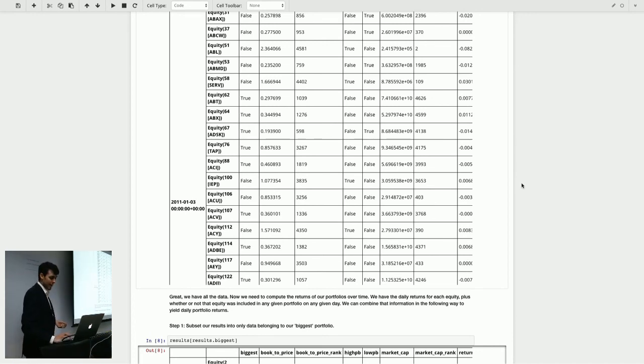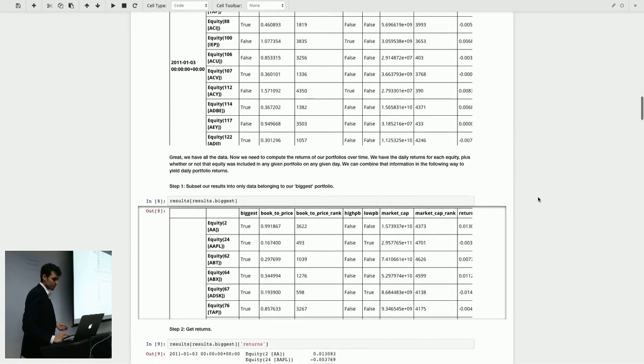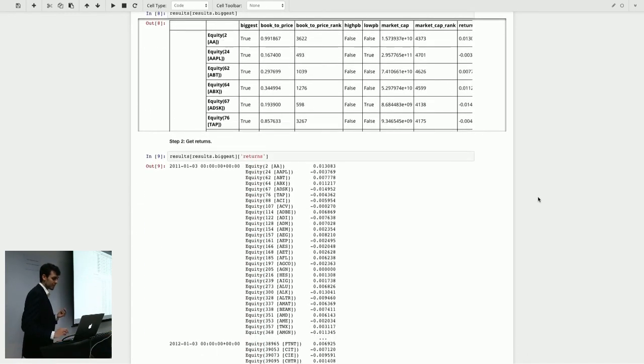The one that we're going to do now is we are going to take the biggest companies, and what we also spit out into this is the daily returns of that company.